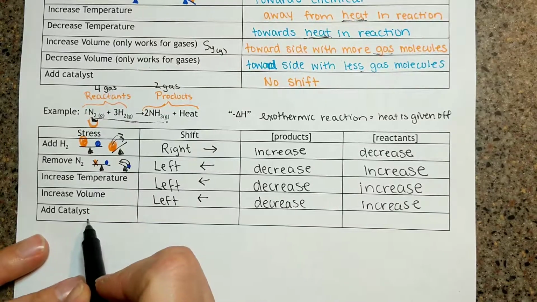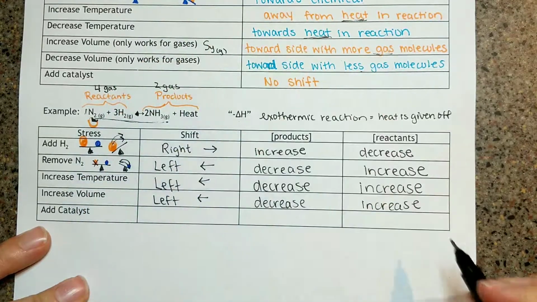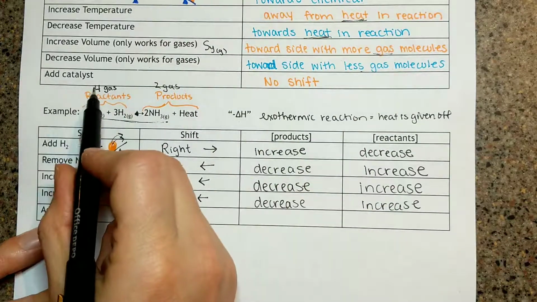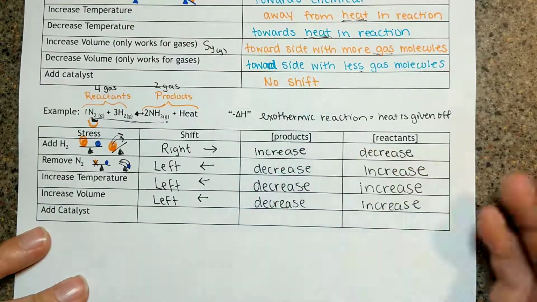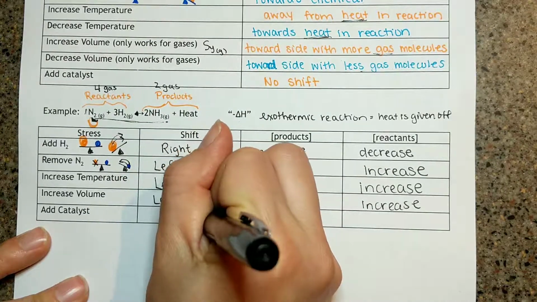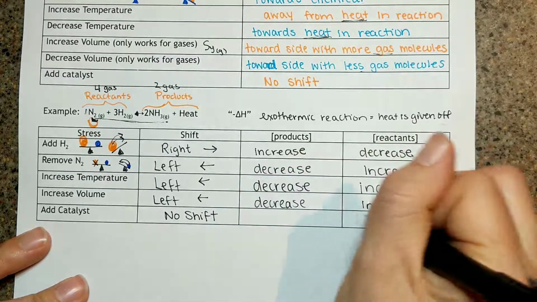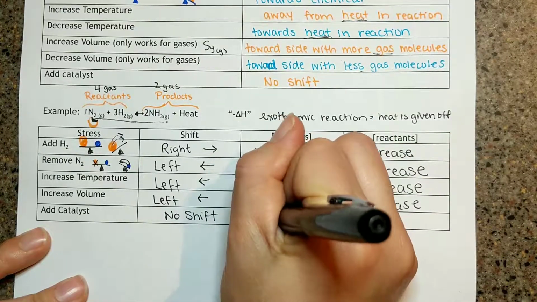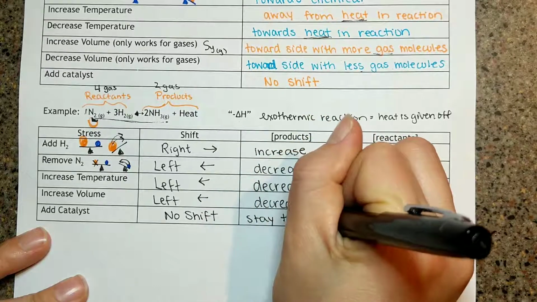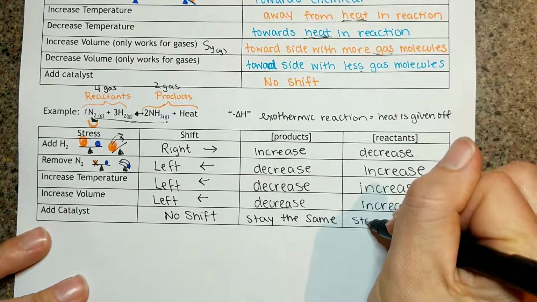Finally, if I add a catalyst, that's going to make my forward and reverse reaction happen faster. So adding a catalyst provides no shift in our reaction. So there is no shift here, which means that my products stay the same and my reactants stay the same.